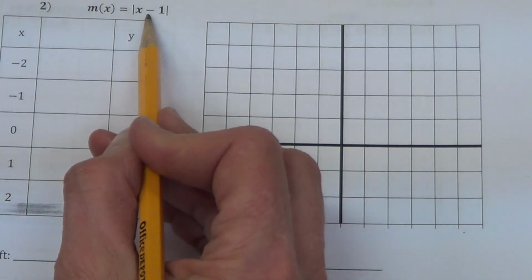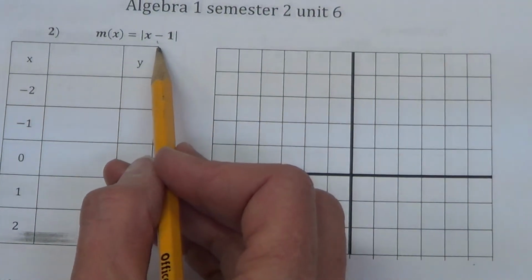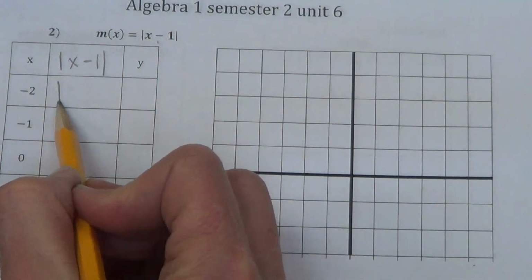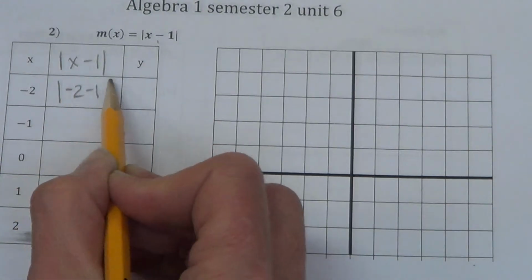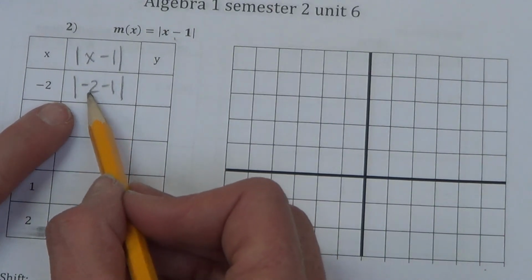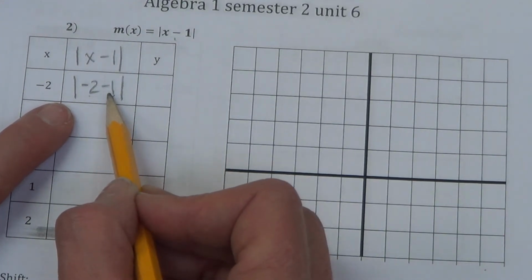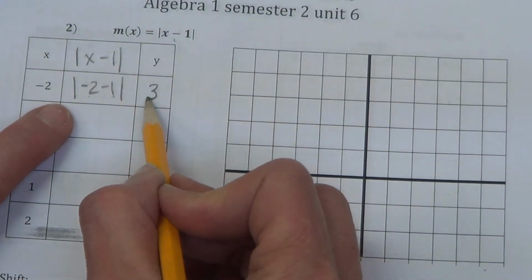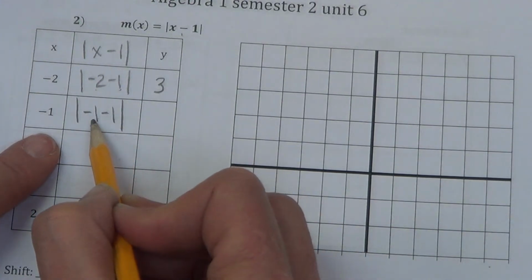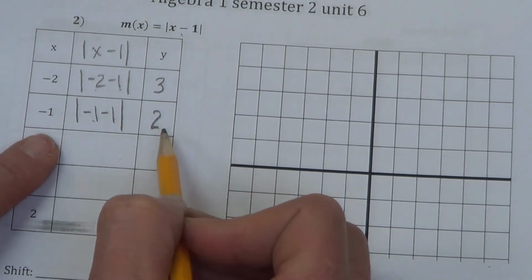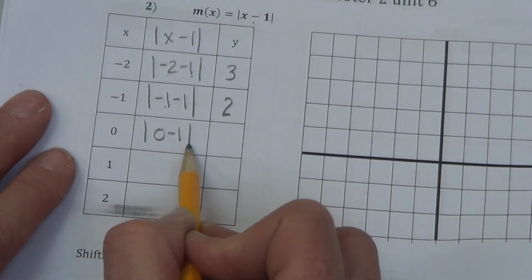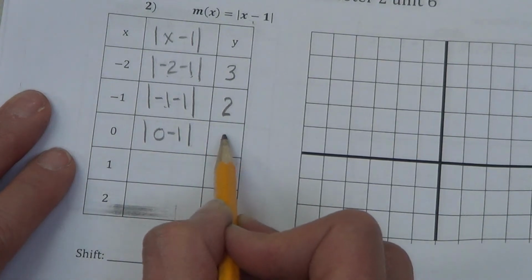The next one, we have the value inside the absolute value. So we have x minus 1, the absolute value of -2 minus 1. We actually have to work that out before we bring it out of the absolute values. So -2 minus 1 is -3. Absolute value of -3 is 3. -1 minus 1 is -2. Absolute value of -2 is 2. 0 minus 1 is -1. Absolute value of -1 is 1.